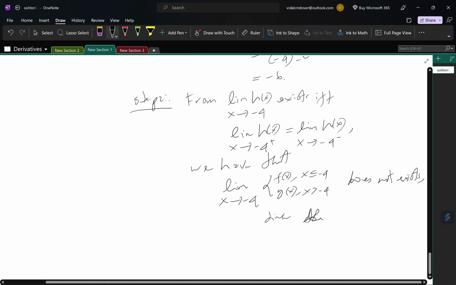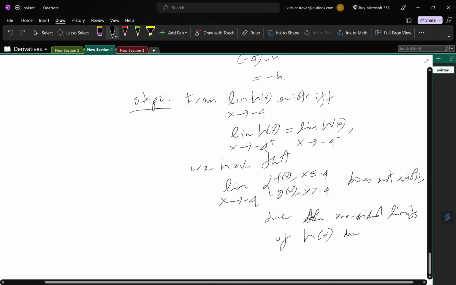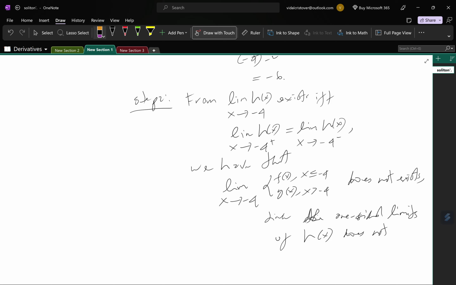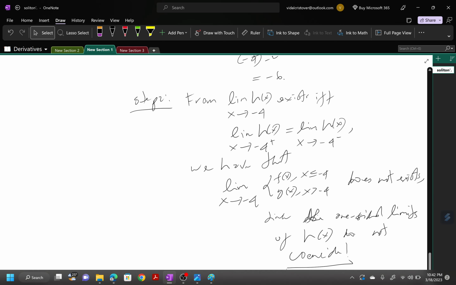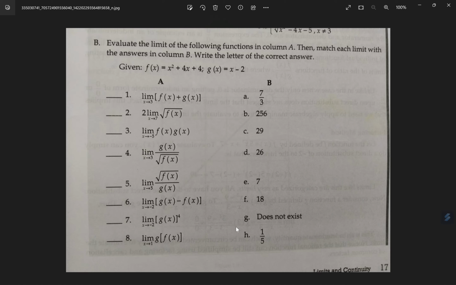Since the one-sided limits of h of x do not coincide, does not exist. So in fact, na siya sa atuang choices, kani, letter G, does not exist. Okay. Next problem.